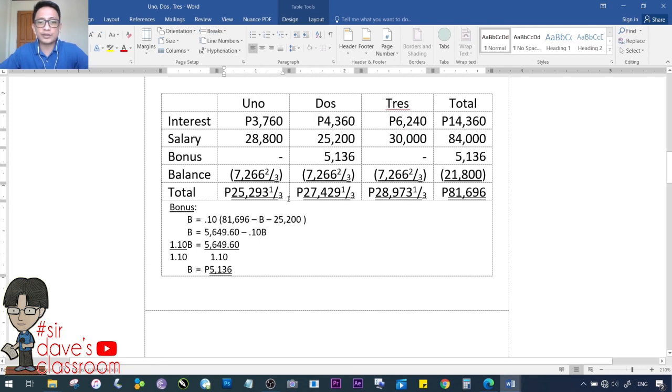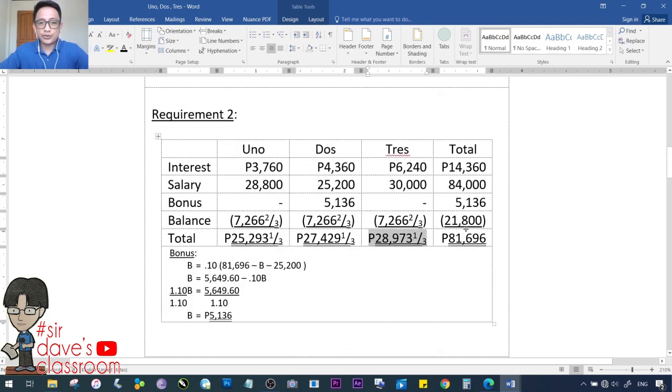25,293 and 1/3 for 1, 27,429 and 1/3 for 2, 28,973 and 1/3 for 3. Very exact. That is why we used fractions instead of decimals, as we usually do.